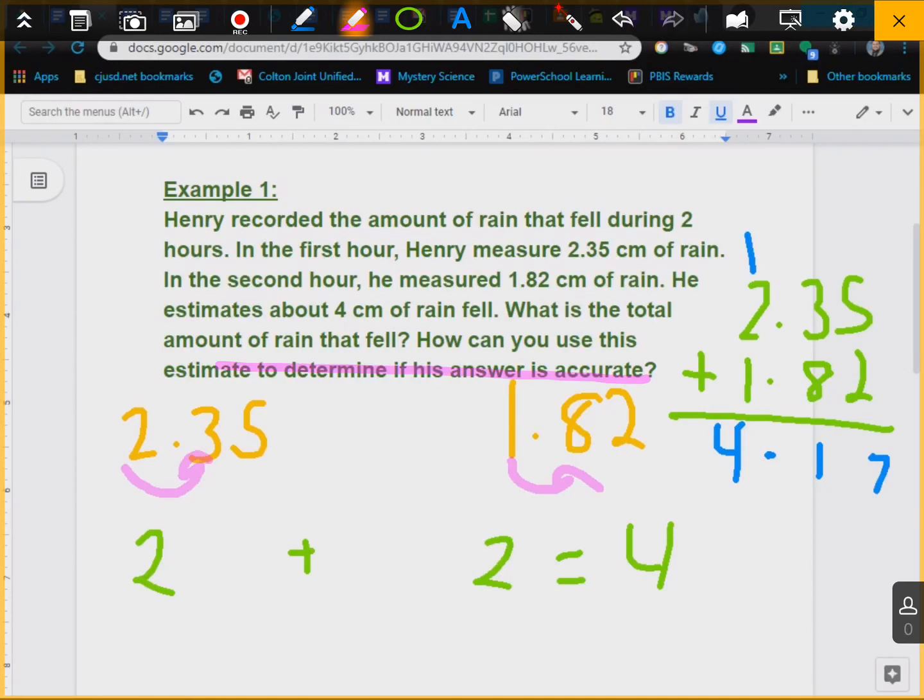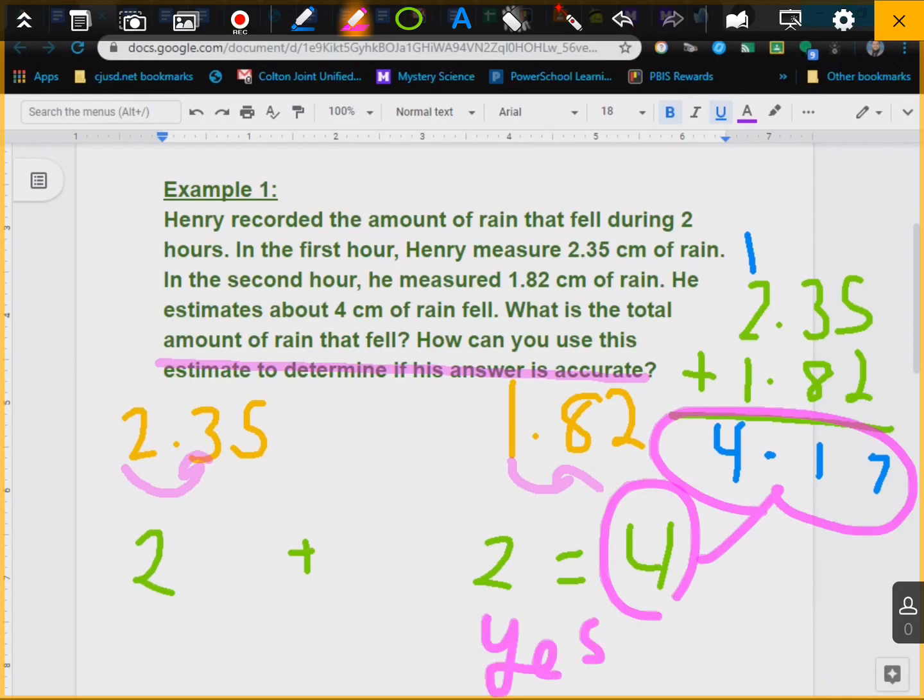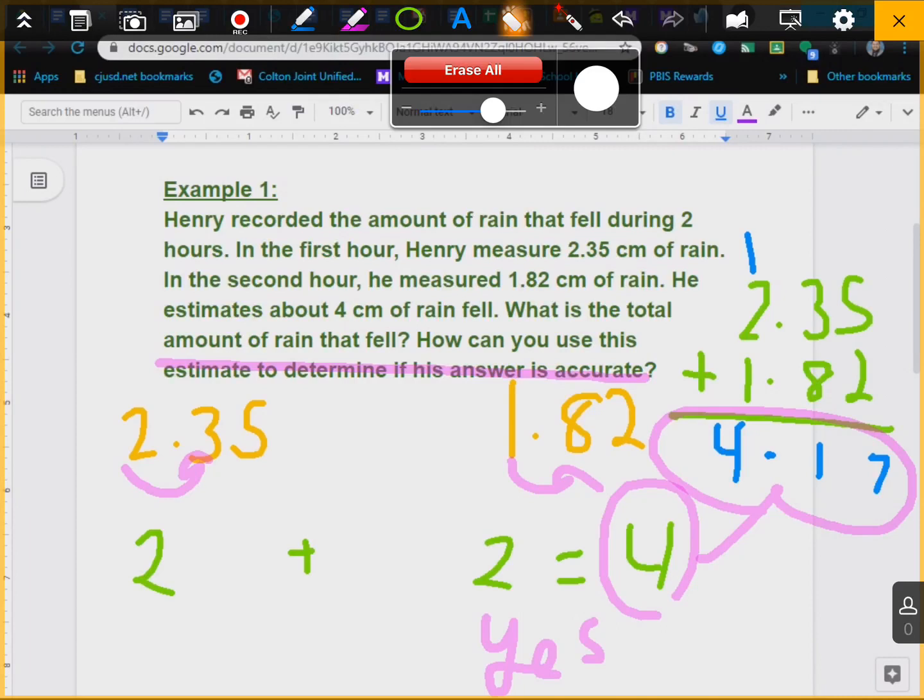Like, is it reasonable? Is it close to 4.17? And the answer is yes, right? Because 4 is close to 4.17. Now, if the answer was 5.17 or 4.67 or 4.57 even, well, I'd say maybe not, because I would round that up to 5. But in this case, yes, it is. All right, and I think that's the only word problem you're going to have.